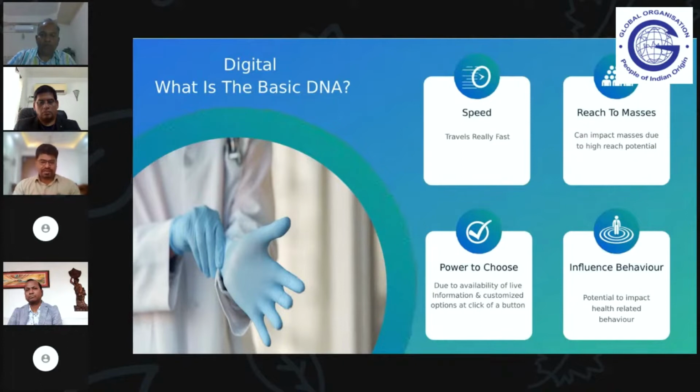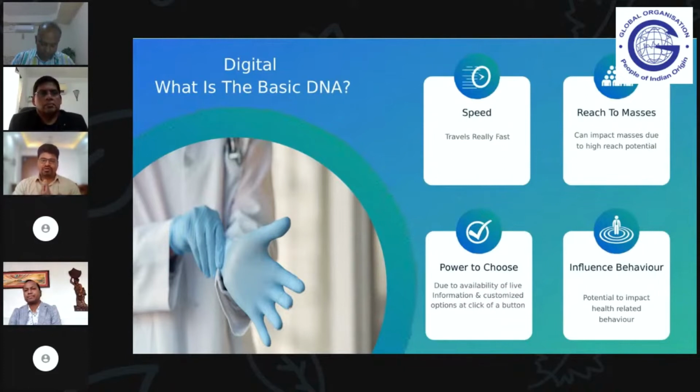The second important element is its reach to the masses. Digital has that power that within minutes you can reach the masses. For example, going live here, we go throughout the world, and people can join as per their choice. There is a capacity of digital that the reach is unlimited. There is no limit on that, right? And the third thing is power to choose.